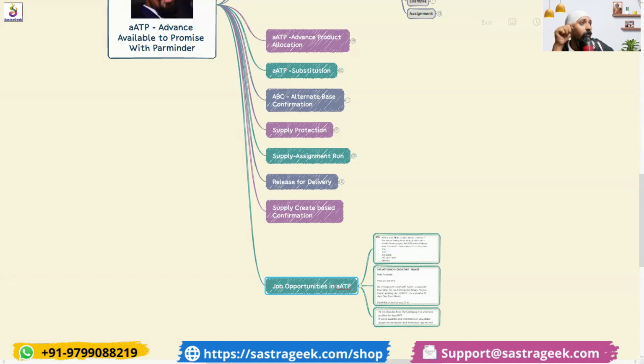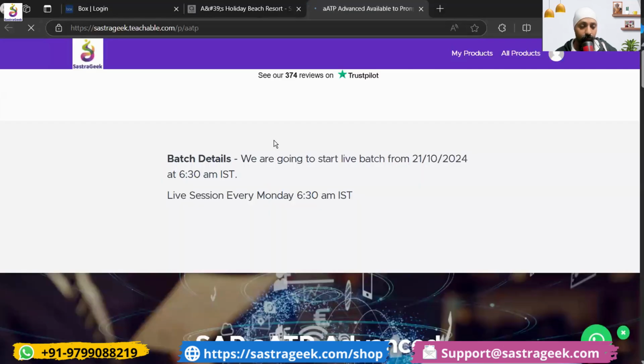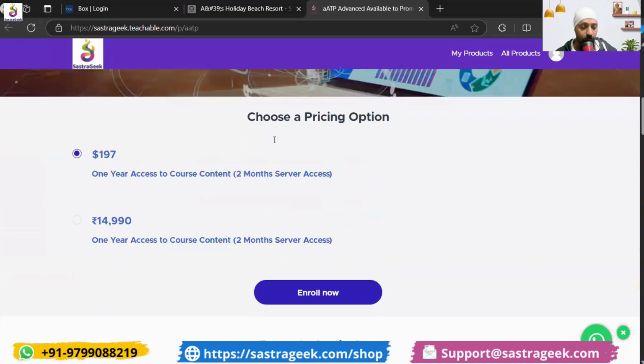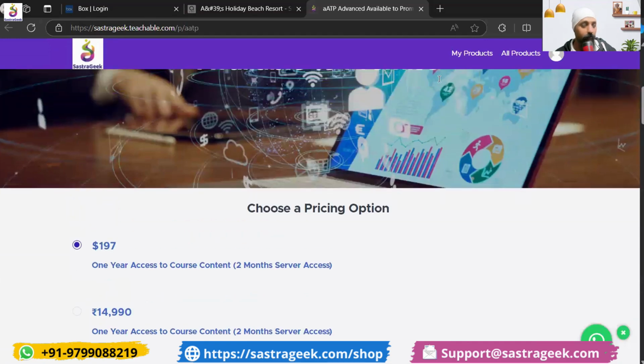Bhupender, can you clarify on the chat? Or by unmuting yourself, do we have server access also in the bundle for aATP? We give the Fiori access, we give the S4 HANA access, both are there. But in the bundle, do we have server access also available? Let me click and open it. Yeah, 2 months of server access is there.